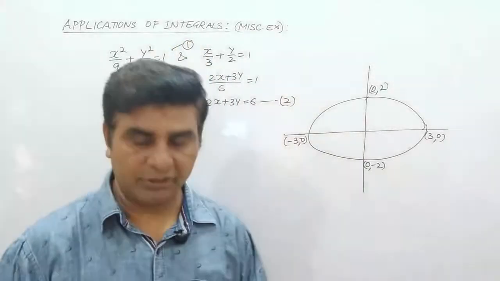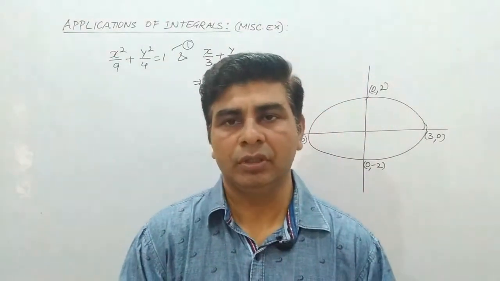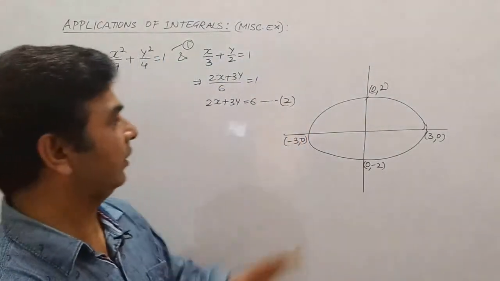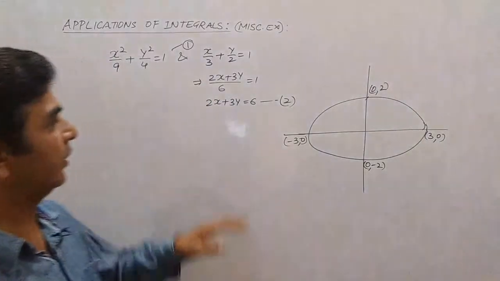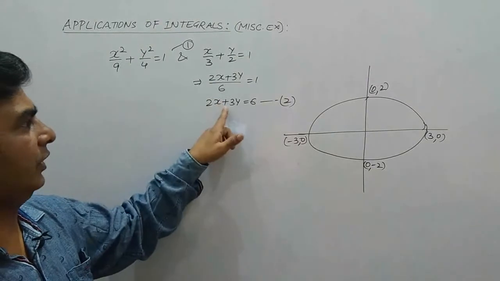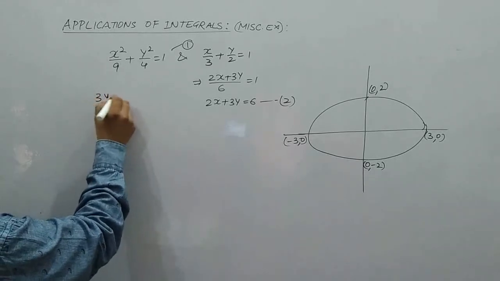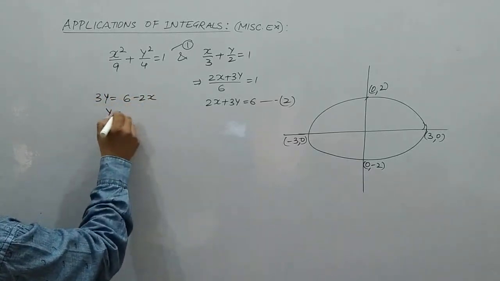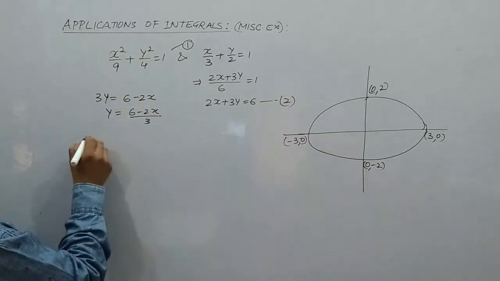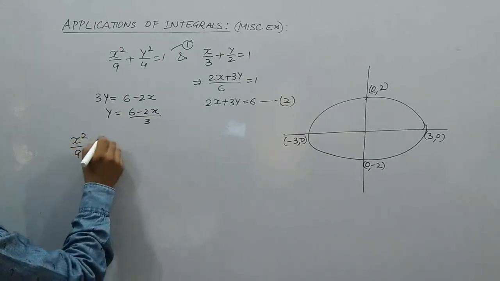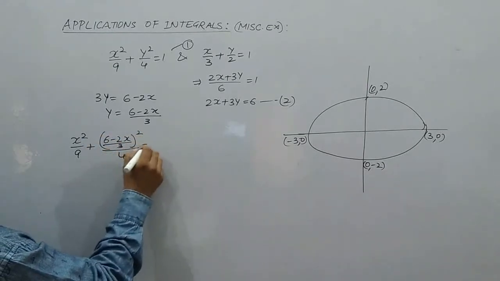Now dear friends, once we identify which curve it is and its vertices and center, after that we have to find the points of intersection, where this ellipse and this line will intersect each other. For that, we take the value of y from equation number 2. The value of y is given by 3y is equal to 6 minus 2x, so y will be 6 minus 2x by 3, and put this value in equation number 1. You will get x square by 9 plus (6 minus 2x upon 3) whole square upon 4 is equal to 1.